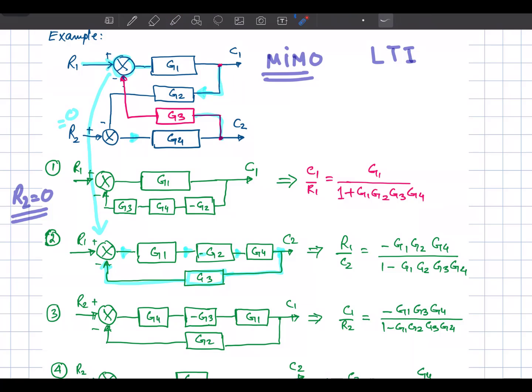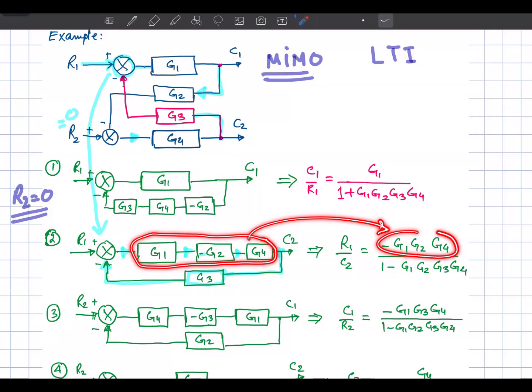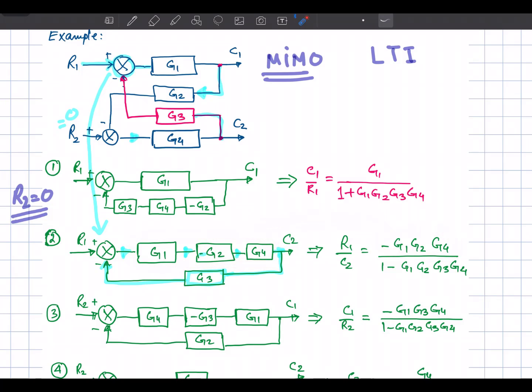So we can simplify this one like this. Now what we want is the transfer function between these 2 points, C2 by R1. So what is the forward path? The forward path is G1 G2 and G4, the product of these with the negative sign because of this negative one over here, dividing by 1 plus the loop gain.